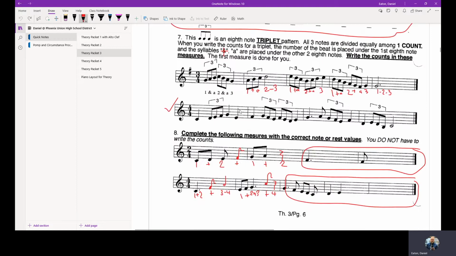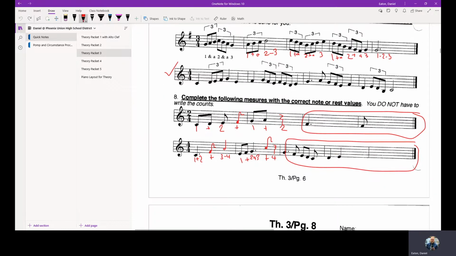Okay, this is an eighth note triplet. All three notes are divided equally among one count. So each one of these individual notes here is worth 1/3 of a beat. We've talked about stuff being 1/2 of a beat, 1/4 of a beat, 2 beats, that sort of thing. We haven't really talked about the threes. That's what triplets are. How do you count those? 1 and up. Okay. All right.